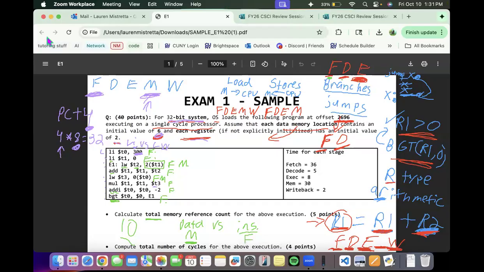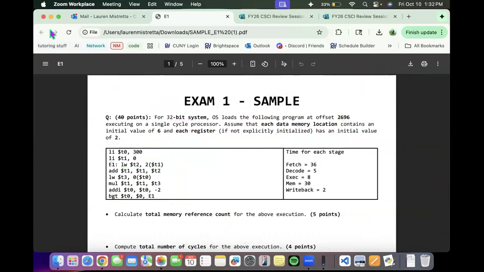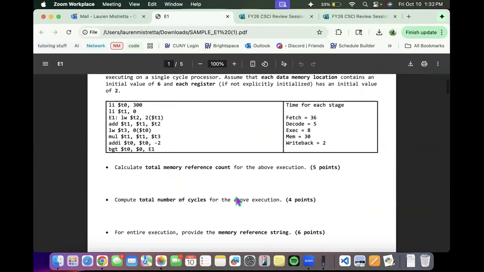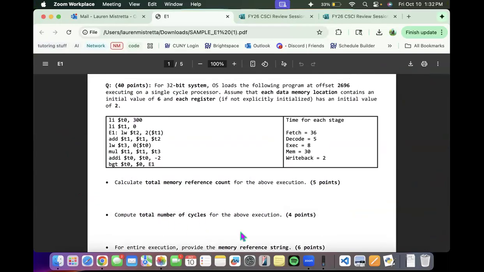Okay, anyway, right now from here, we're going to do the number of cycles. So I'm just going to clear my screen. So we know total number of cycles is based on the number of instructions that we have, right? This is a single cycle processor, meaning that it's one cycle per one instruction. So now we just have to count how many instructions there are.